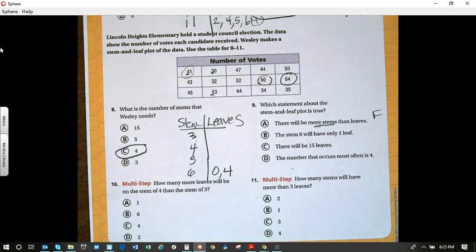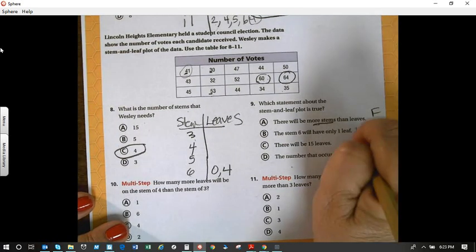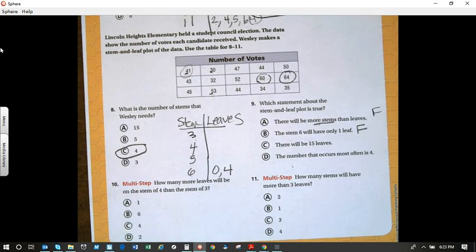So this is not true, because it's thinking that you were just going to put 4 and not the 0. That's where it was at. So it's going to have 2 leaves.